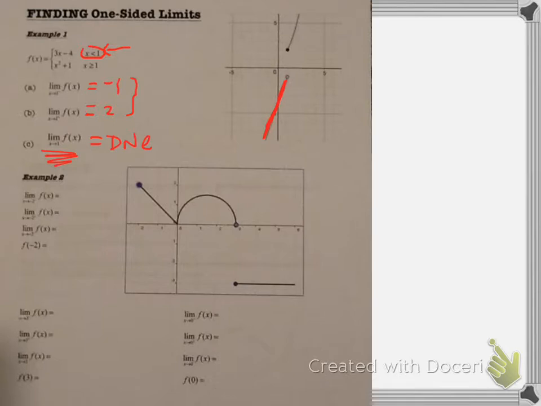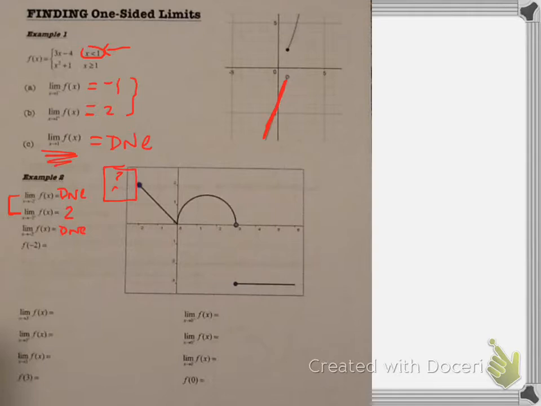Okay, so the first part says, let's take a look at the limit as x approaches -2 from the left. Well, here's the problem. I don't see anything over here coming in from the left. So that answer would also have to be doesn't exist. Then it says, let's go limit as x approaches -2 from the right. Well, that one I see, that looks like it's heading towards 2. But again, because these two are not the same, this answer has to be does not exist.